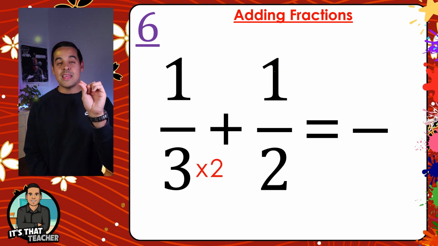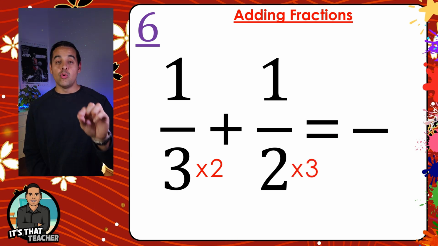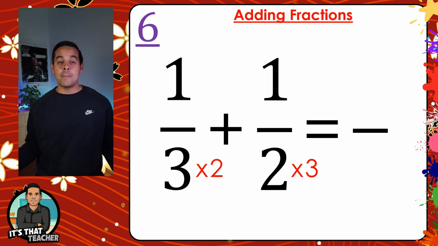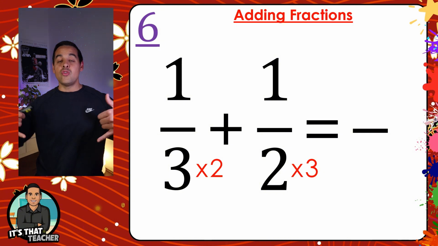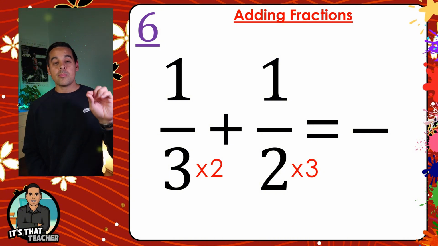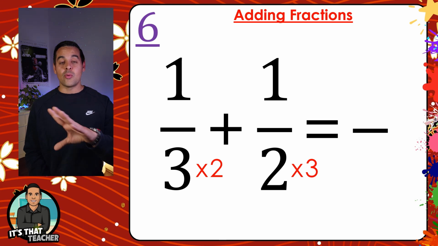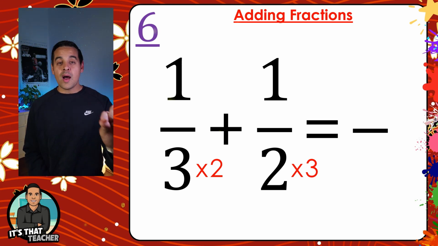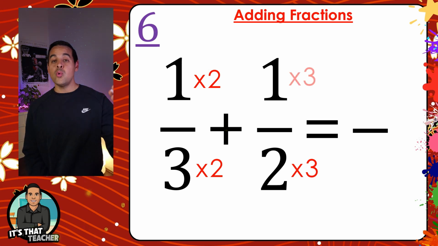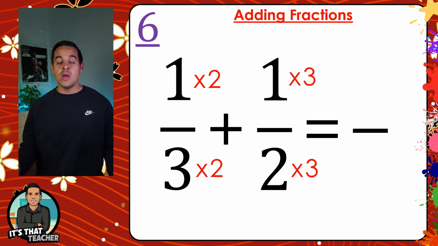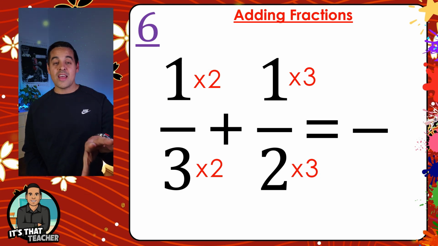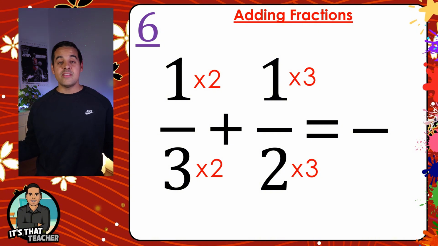In order to solve this, we multiply 3 by 2 and 2 by 3. Remember, whatever you do to your denominator, you have to do the same thing to your numerator, and you do it within the same fraction. So for the 1/3, you need to multiply the 1 by 2, and for the 1/2, you need to multiply the 1 by 3. Keep it within the same fraction, don't mix the fractions, and it's very simple.